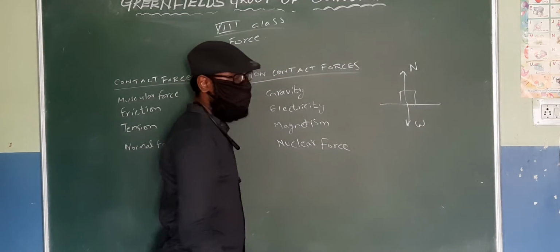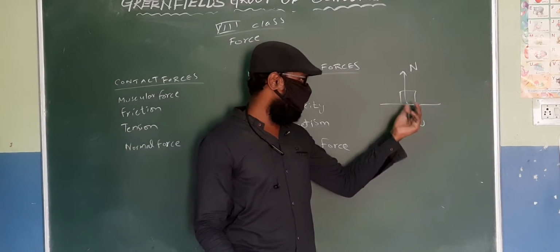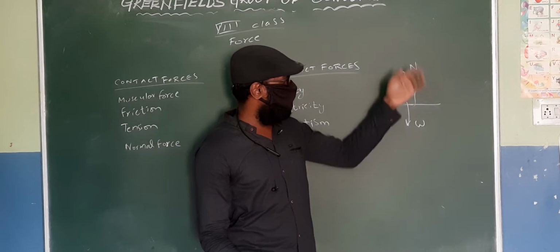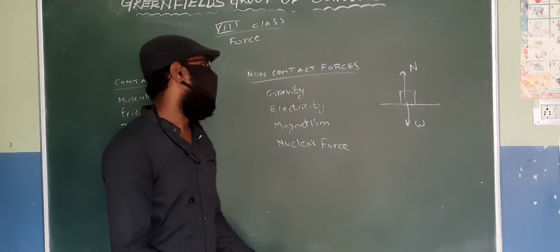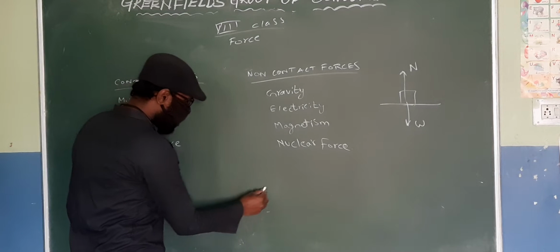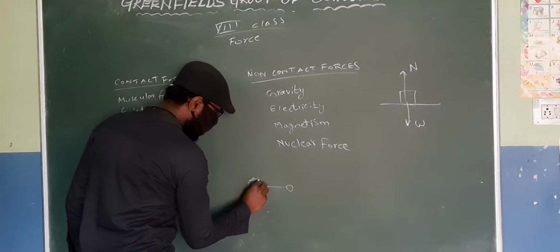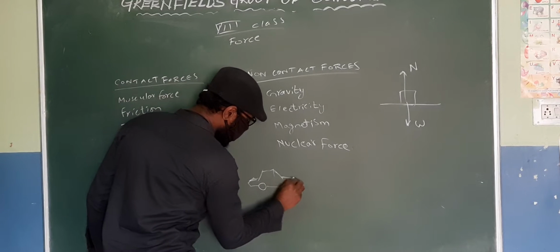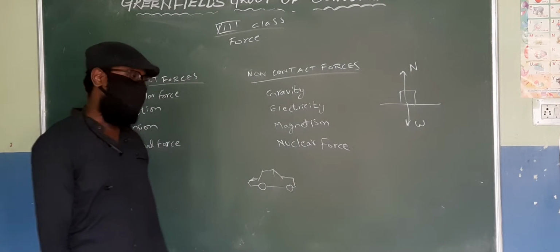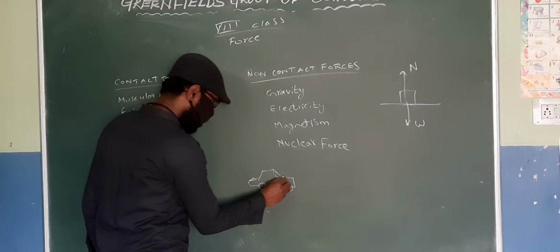W is weight. This is a book I was holding. The weight is pulling down, the normal force is pushing up. Therefore, the object is balanced. And the car is moving on the road. As I said, normal force is a contact force. Therefore, it acts only at the points of contact.